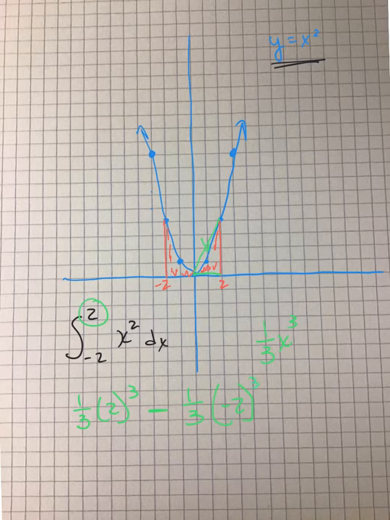Okay, so that's going to be 1/3 of 8, so 8/3, and then that's going to be minus negative 8/3, which is going to be 16/3. So it's going to be a little bit over 5 square units is going to be the answer.